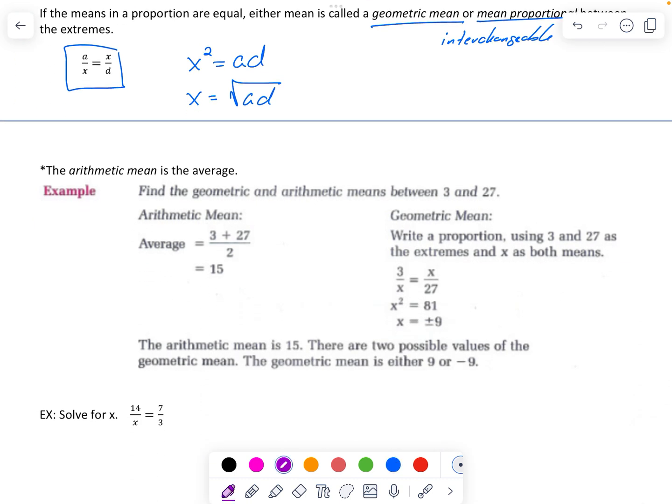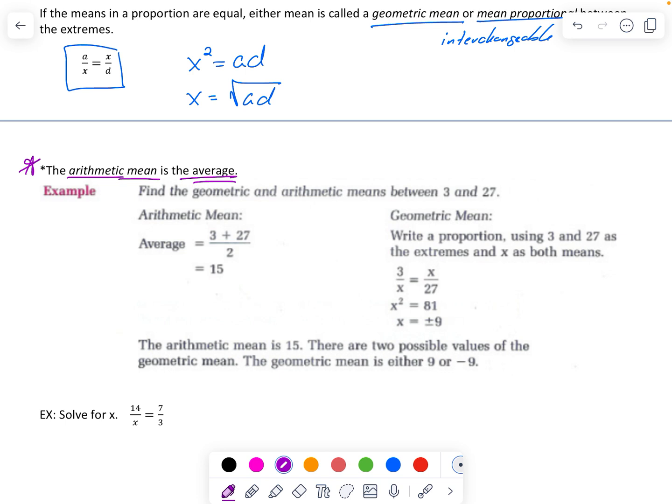So let's look at some examples. First of all, I don't want you to miss this. The arithmetic mean is the normal average, right? So when we say average, like a bowling average or calculating the average, that's normal. That's the arithmetic mean. So the geometric mean is what we just talked about up here, x squared equals a times d.